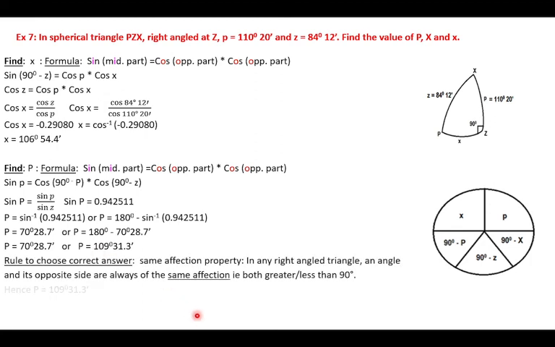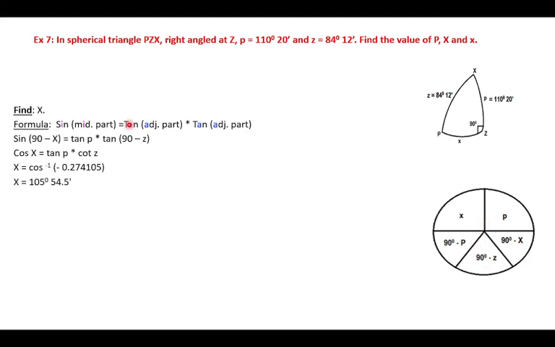Okay, and here you have the final answer. In exactly similar way we can get the last missing component. Here we calculated small x and capital P, and now the only thing that is missing is capital X. For capital X we can use any of the remaining rules, and here is the final answer. Sine of middle part is the product of tan of adjacent, and the final answer is 105 degrees 54.5 minutes.